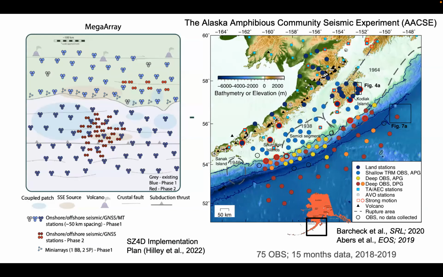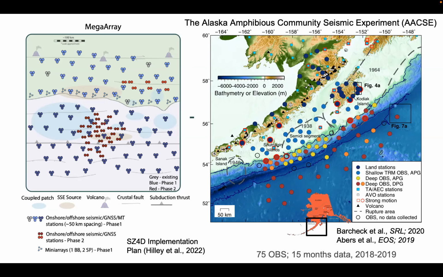So if we as a community are going to spend a bunch of time and money installing some big mega array offshore somewhere, or onshore and offshore, we want to know that we know how to get as much microseismicity out of it as possible. And so I'm going to approach this question of what's going to work the best by looking at a recent amphibious seismic deployment that is really quite similar in scale and scope to the phase 1 mega array that is in the cartoon, which of course might change.